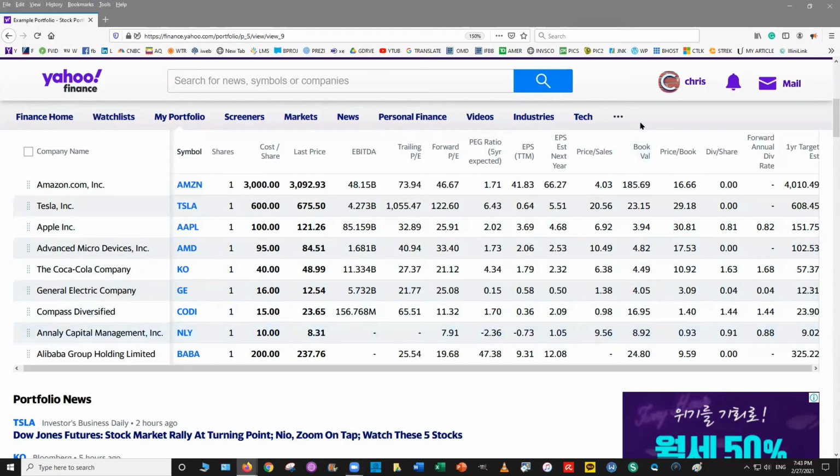For example, let's look at book value here. Now, Annaly Capital. Annaly Capital pays a big dividend. That's why it's an $8.31 stock, right? So this is what it's worth, $8.31. Now, you notice it doesn't have an EBITDA. It doesn't have a trailing PE. The PEG ratio shows minus. It doesn't show any earnings per share.